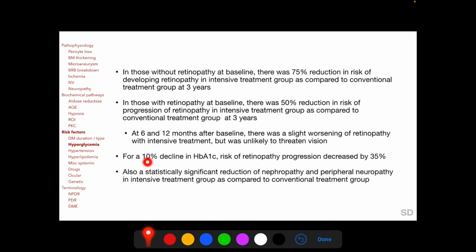And for every step of decrease in HbA1c, there was a predictable decrease in risk of retinopathy progression. The DCCT also found a statistically significant reduction of nephropathy and peripheral neuropathy in the intensive treatment group as compared to the conventional treatment group.